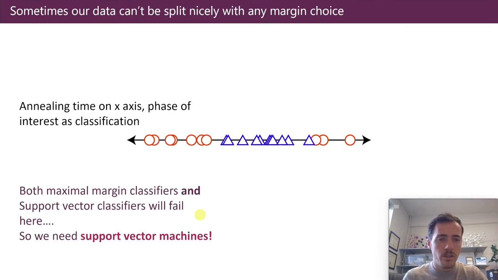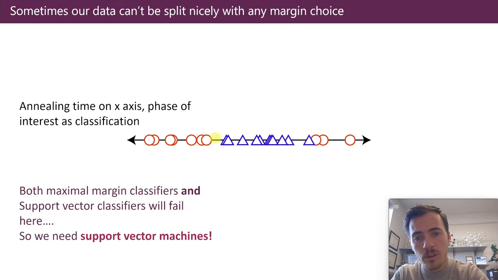Where do you draw it? Since this is 1-dimensional data, do you put the classifier right here? Well, then you misclassify all 3 of these. That doesn't seem great. Or do you put the classifier over here? Then you misclassify all of those.